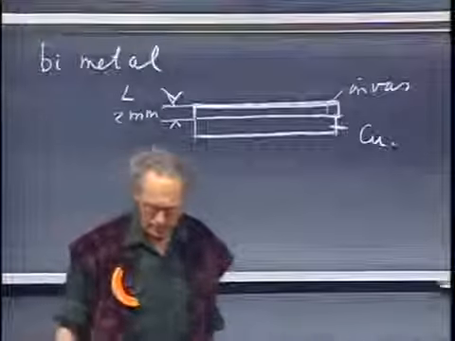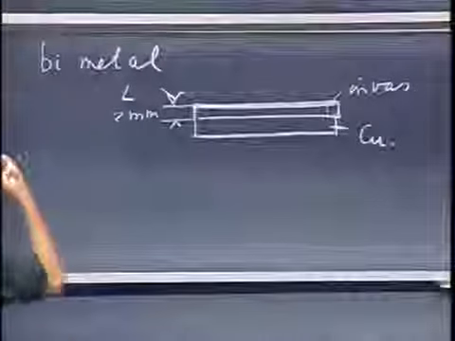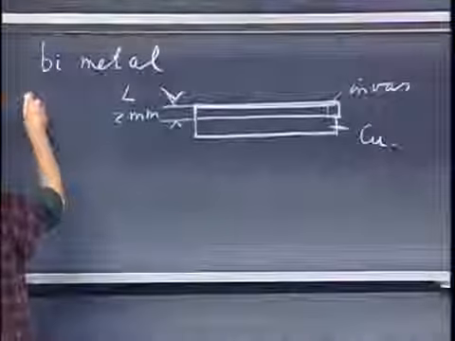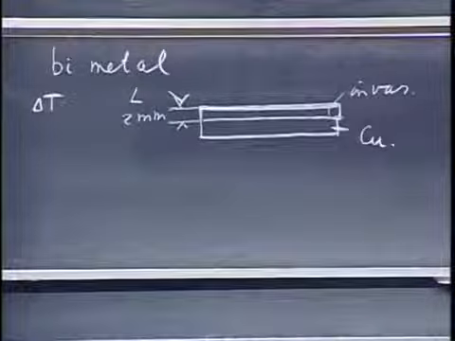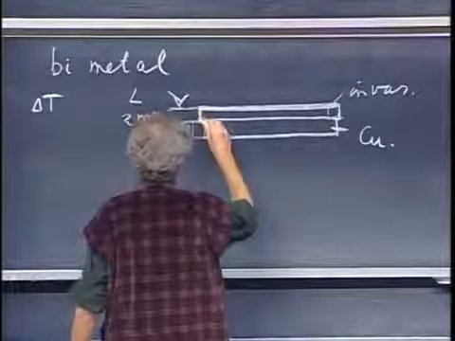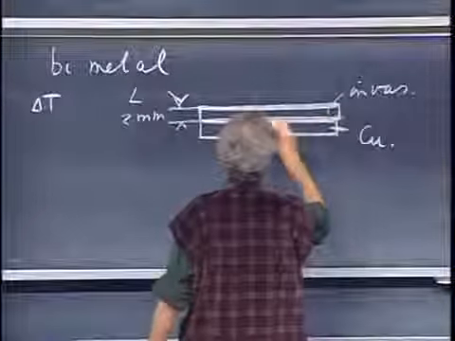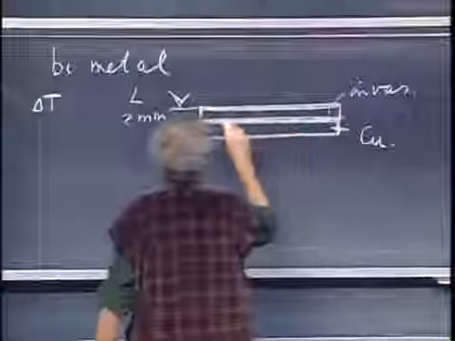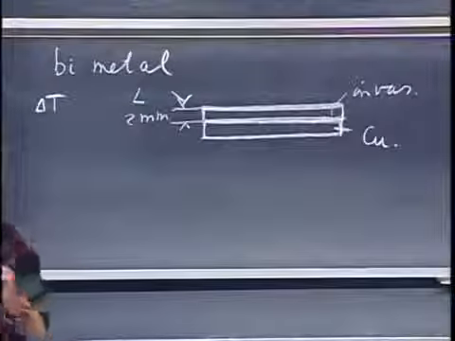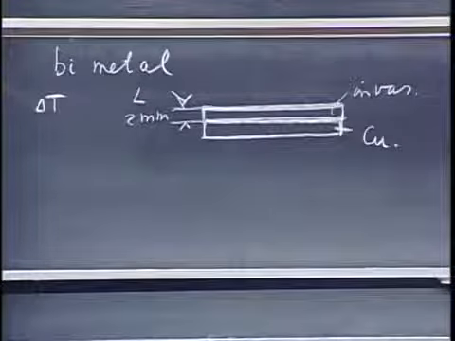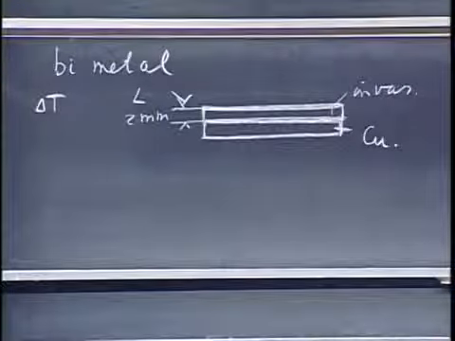And I'm going to heat it. I'm going to heat it, increase in temperature delta T. I'm not interested really in knowing how long the copper gets and how long the Invar gets, but I'm very interested in knowing the difference in the lengths between the two. Because what's going to happen when one gets longer than the other? Something's got to give. What do you think will happen?